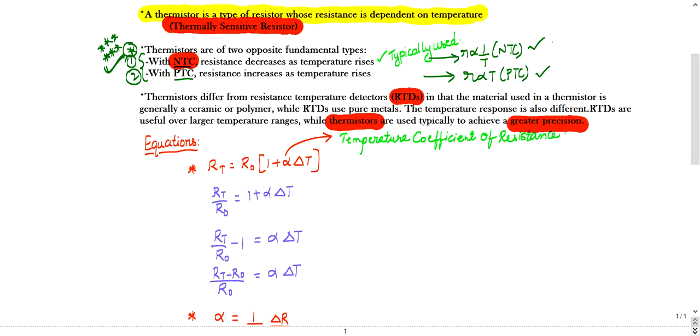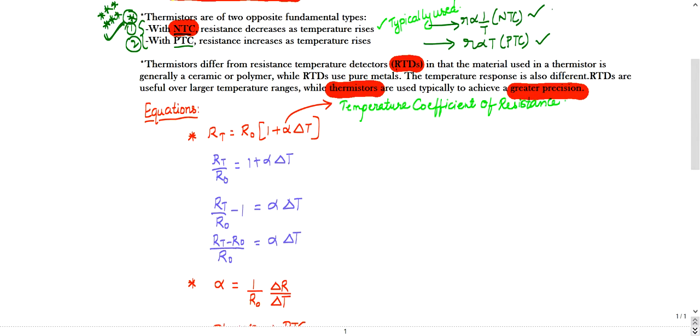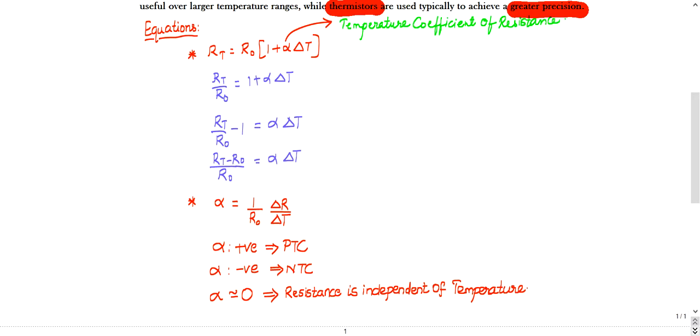So let us see the equations related to thermistors. You might already know the equation relating resistance and temperature. Resistance at any temperature is given by the initial resistance R0 times (1 plus alpha delta T). I have brought R0 to the left side, simplified, and found an expression for alpha.